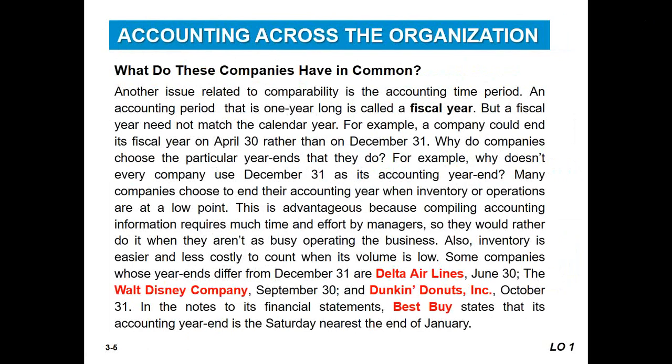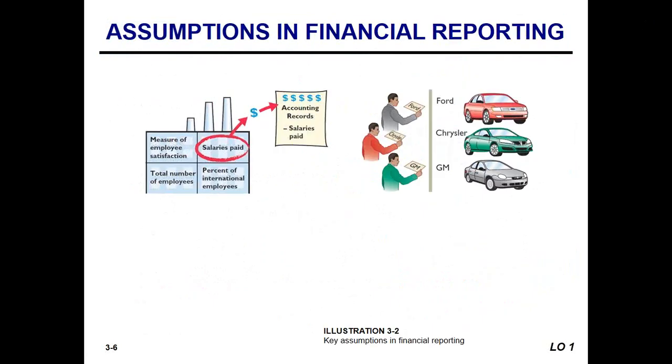I want you to look at the very last sentence in this slide. In the notes to its financial statement, Best Buy states that its accounting year end is the Saturday nearest the end of January. That is the most bizarre year end that I have ever seen. And we have looked at some of their financials in chapters 1 and 2, and I have pointed out the problem with the dates on that. This is an exception. It is not the rule. You need to forget it now. Company year ends end on the last day of the month, whether it be a calendar year or a fiscal year. Sorry.